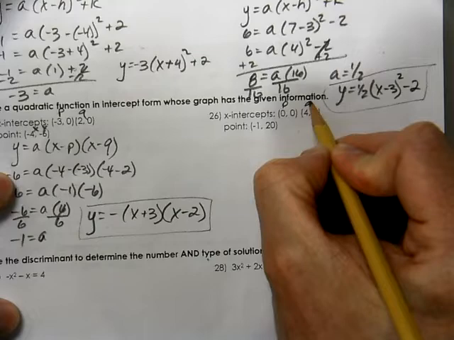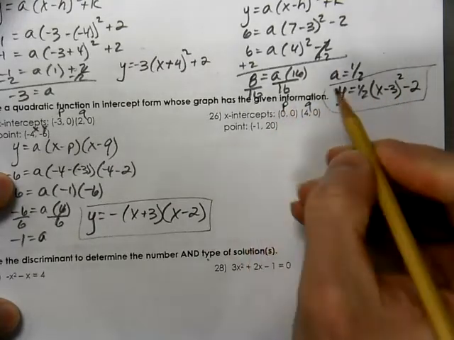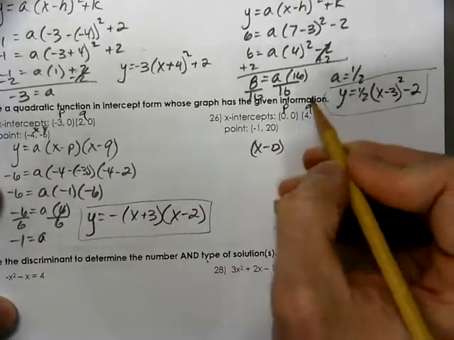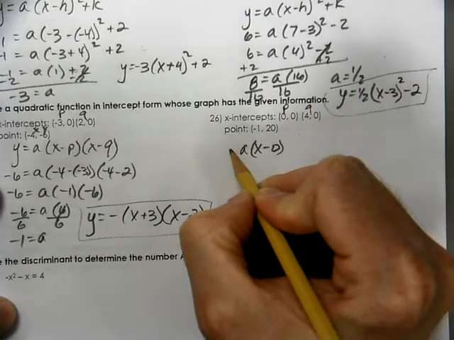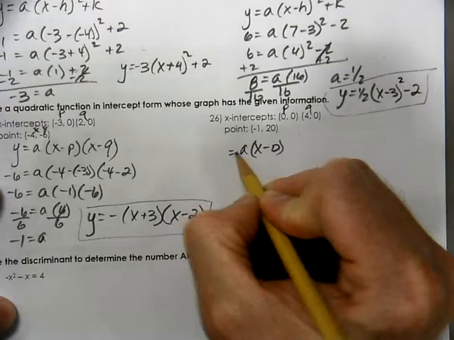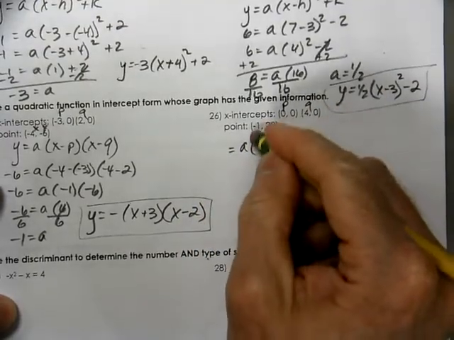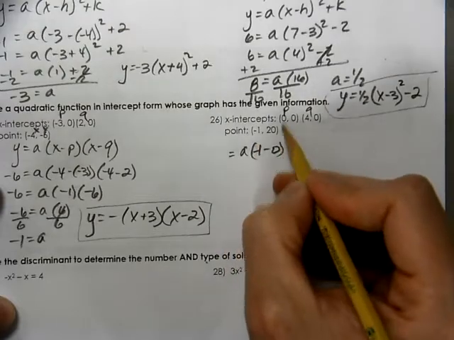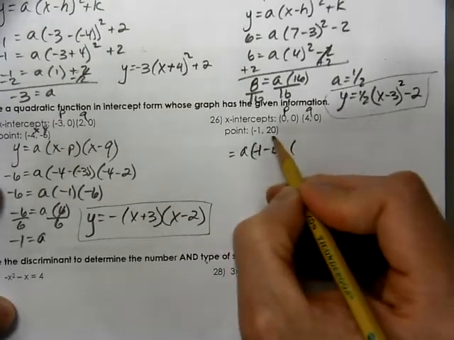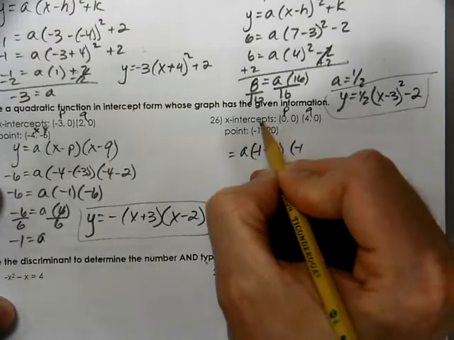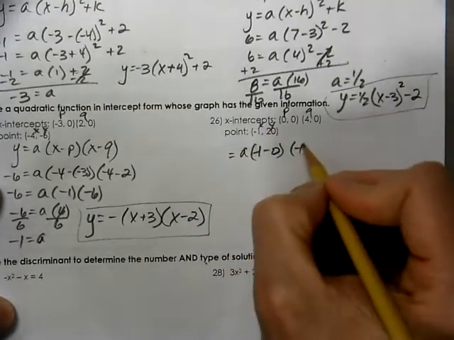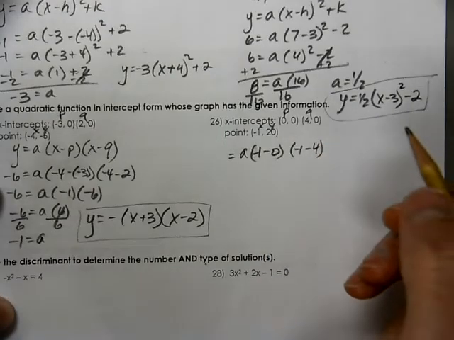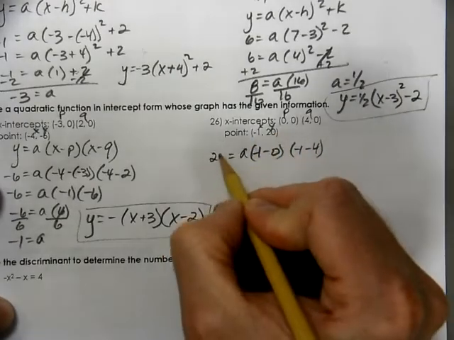So we have our p and our q. So we have x minus 0. Our x value is going to be -1. Our p value is 0. Our x value is still -1. And our q value is 4. Our y value is 20.